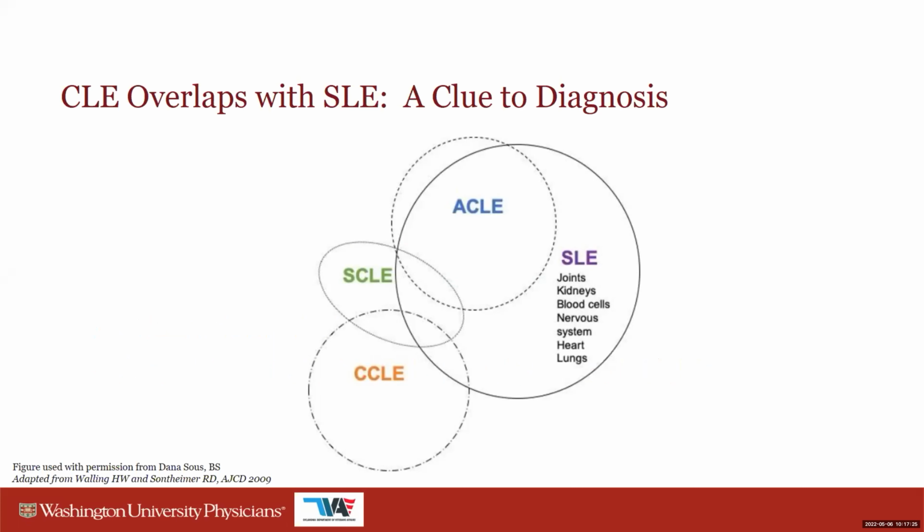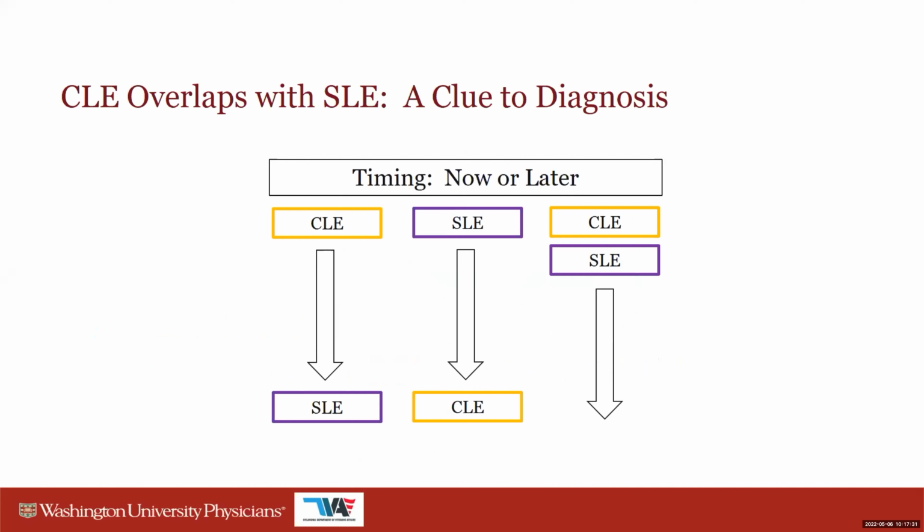The timing of whether cutaneous and systemic disease are going to overlap is different in different patients. Sometimes patients present with a rash and then they later go on to develop systemic manifestations. Sometimes they have rip-roaring systemic disease and they later go on to develop CLE. And sometimes they both present at the same time. So keeping this in the back of your mind when you are approaching said patients is really important.